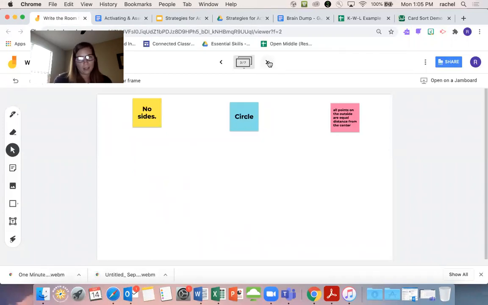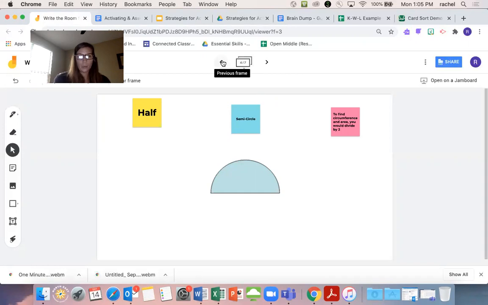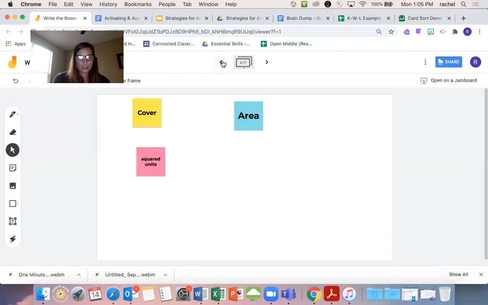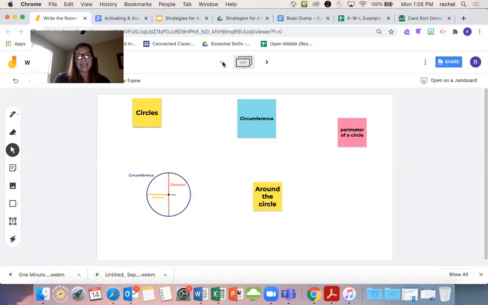Scroll to the right, added their thoughts for a circle, for a semicircle, and added an image. So you can write any words, any images, draw a diagram, second anything that another student had added to it. So this is called Write the Room.